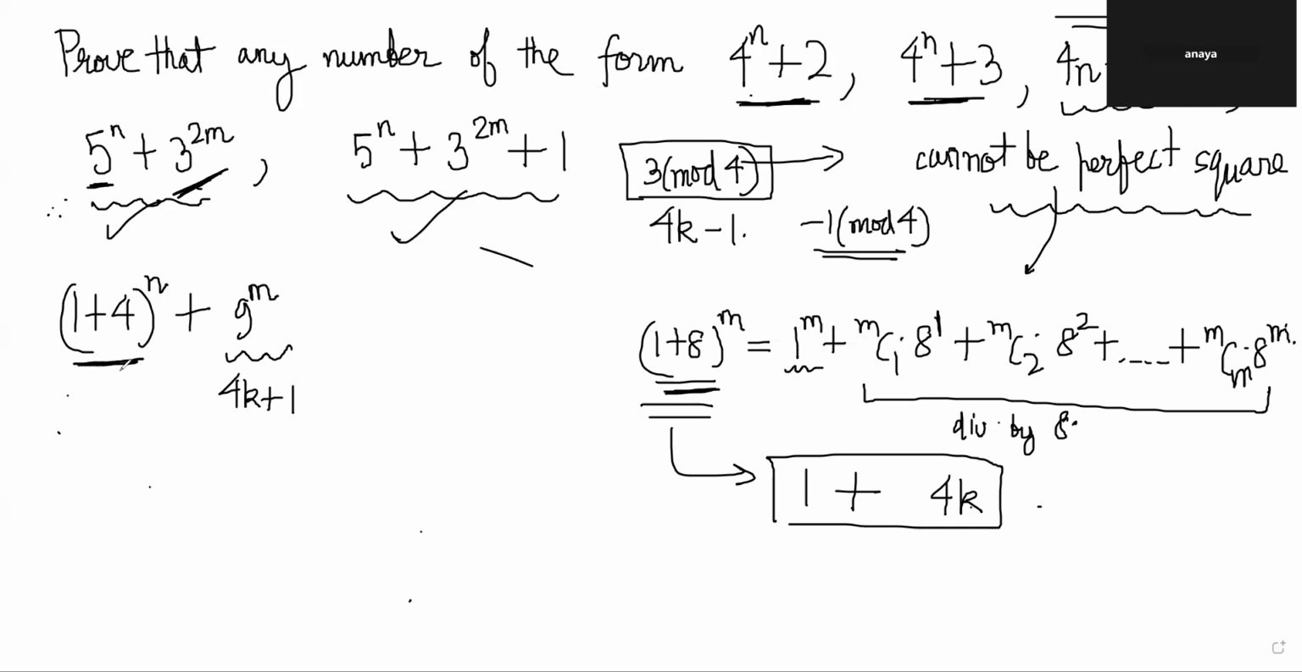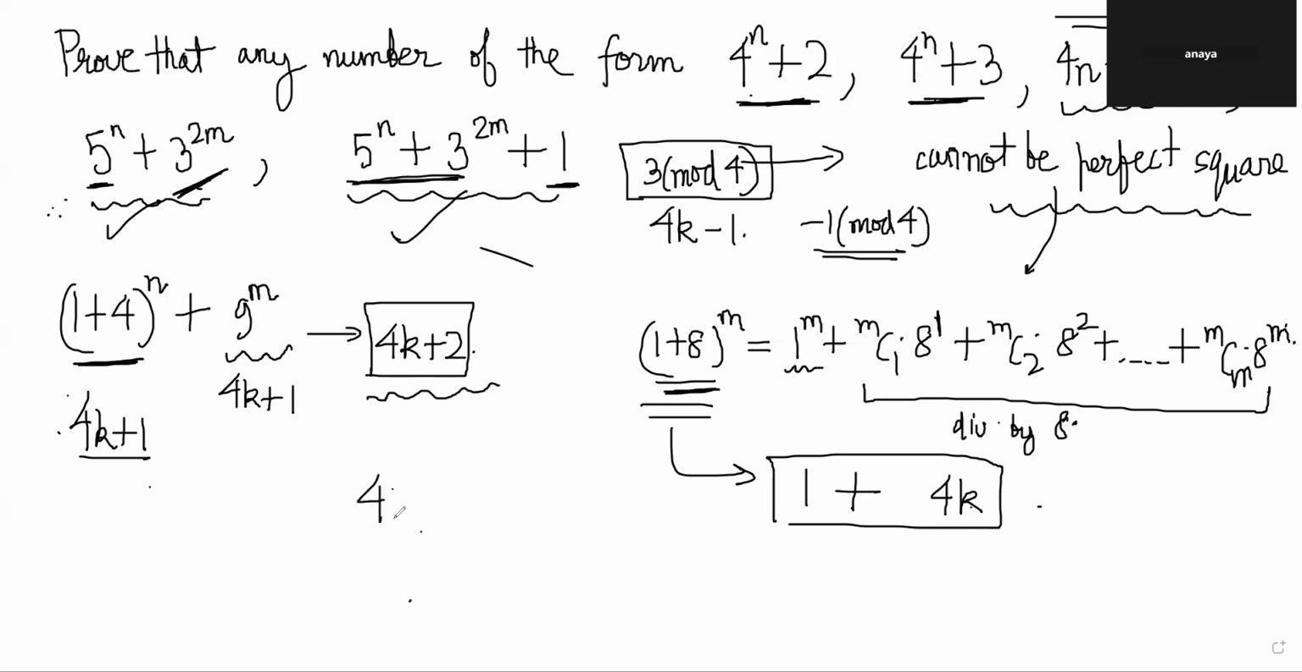Let's do the first number and decide what it will be like. It's also 4k plus 1. So that is obvious. The overall number will be of the form 4k plus 2. So not a perfect square, because it is leaving remainder 2. It had to leave remainder 0 or 1. Similarly, this thing will be 4k plus 3, because we already know what this is, 4k plus 2. Again, this is also not a perfect square.